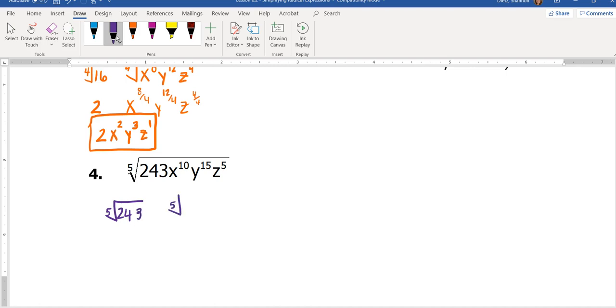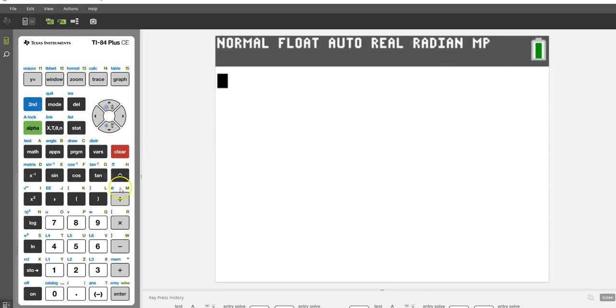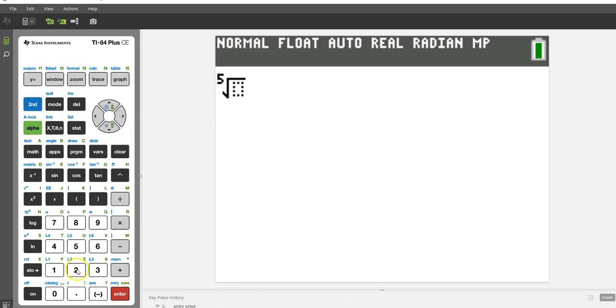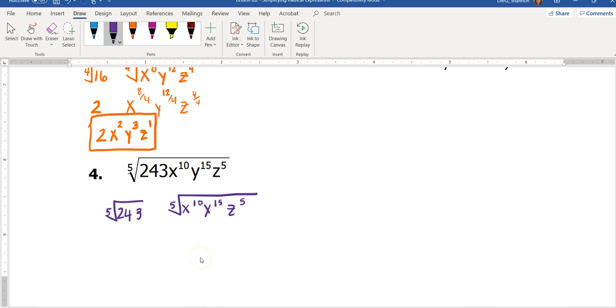And then I'm going to also focus on the variables, so x to the 10th, y to the 15th, and z to the 5th. So the 5th root of 243, let's try that out. I'm going to pull up my calculator. I'm going to type in the number 5. I'll hit the math button, and once again selecting that 5th option down, and I will type in 243, and I get 3. I'll go back here. This part simplifies to 3.